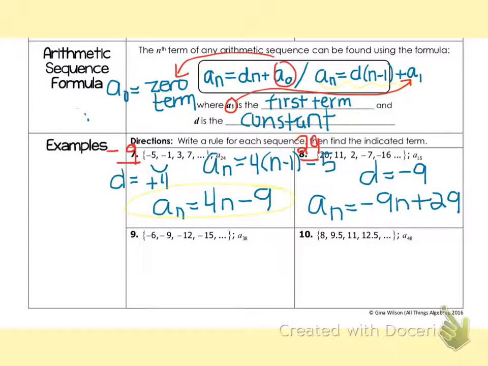Now both of these questions ask me to then use this to find a certain term, so I need to go back and do that on number 7. So they want me to find a sub 24, which means plug 24 in, and if I plug 24 in, multiply it by 4, and subtract 9, that would be 4 times 24 minus 9. The 24th term would be 87. And then in this particular one, they wanted the 15th term, so that would be negative 9 times 15 plus 29. So that gives me a sub 15 being negative 106.